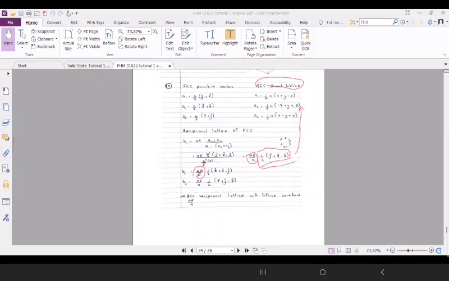So you can easily tell that these FCC primitive vectors are the direct lattice BCC values in terms of 4 pi over a. This 4 pi over a is called the lattice constant. So this is what they are asking you to prove. The FCC primitive vectors are equal to the BCC direct lattice in terms of lattice constant.